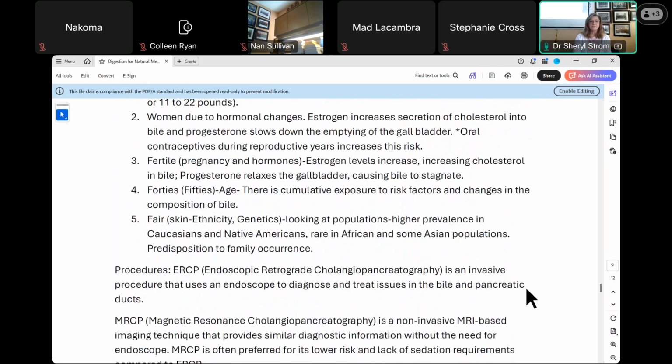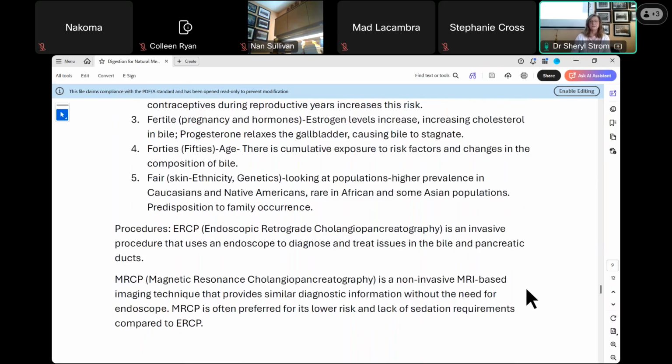Okay, and then I mentioned these 2 procedures. You don't have to know them, but you will probably have clients who have them. So an ERCP, there's your long words. It's an invasive procedure that uses an endoscope to diagnose and treat issues in the bile and pancreatic ducts. And then the MRCP, magnetic resonance cholangiopancreatography, is a non-invasive MRI-based imaging technique that provides similar diagnostic information without the need for an endoscope. MRCP is often preferred for its lower risk and lack of sedation requirements compared to the ERCP.